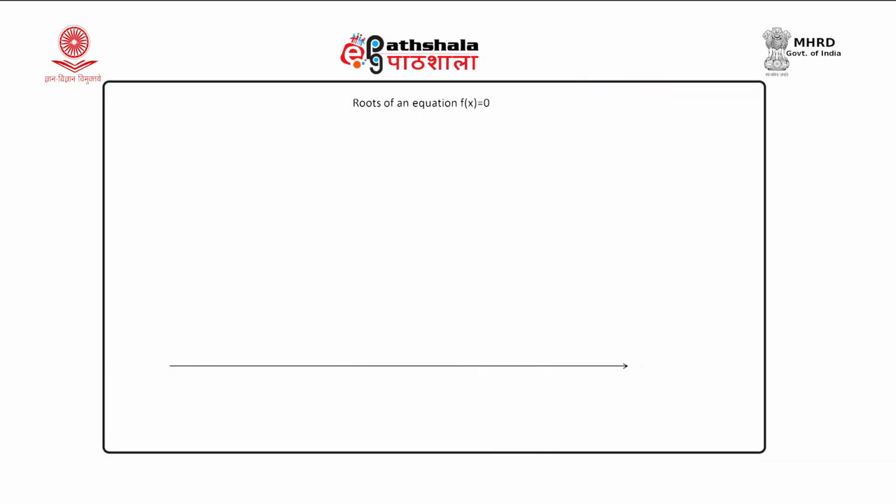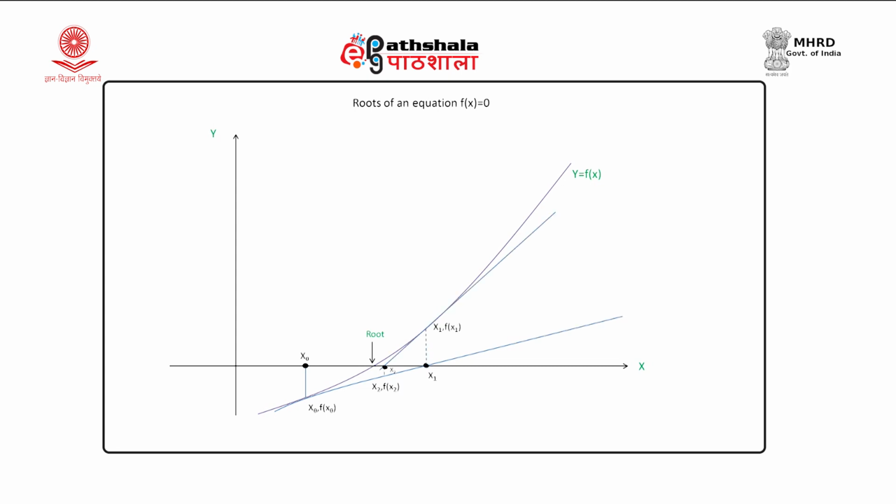The first one: when a problem is formulated, one is interested in knowing the root of an equation f(x) equal to 0. You are looking at the slide, where the graph is y equal to f(x). When you plot this graph, the point at which it cuts the x axis is the root, because f(x) should be 0. So one is interested in knowing the point x at which f(x) is equal to 0.